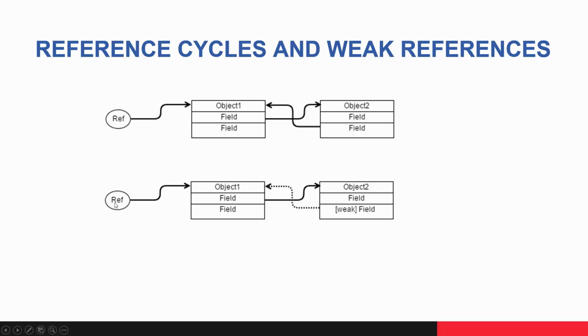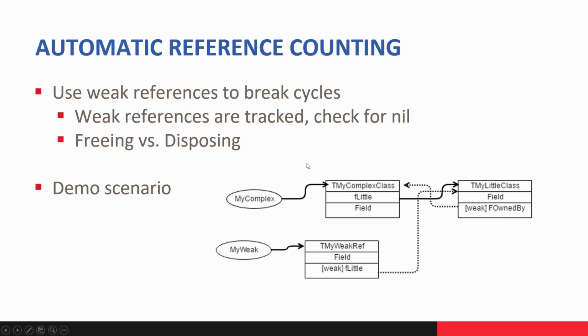When the initial reference goes out of scope, the object 1 reference count goes to 0, object 1 is destroyed, and now object 2 reference count goes to 0, and object 2 is equally destroyed. So everything gets cleaned up from memory. Okay, so let's see the basics of reference counting and the use of weak reference to break cycle, and we also need to discuss free versus disposing a little bit. We'll get back to this demo scenario.